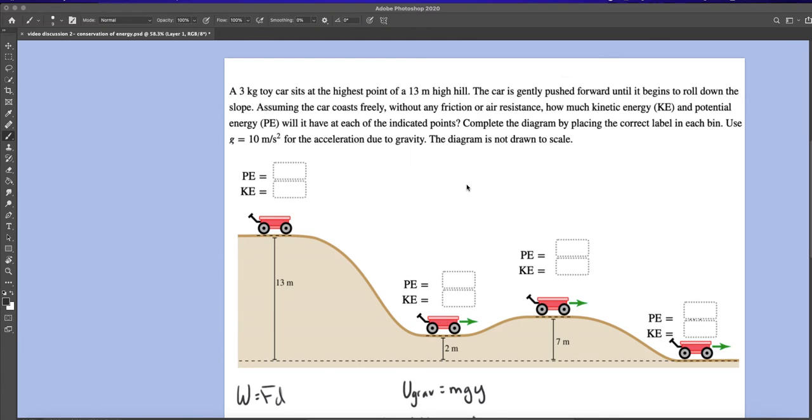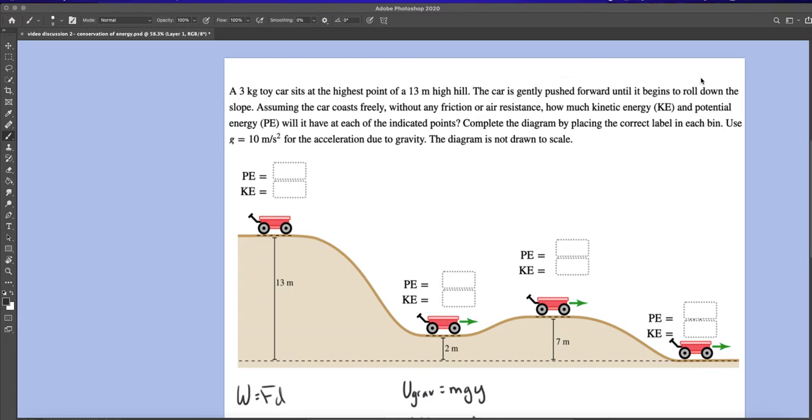This is the problem that I chose. A 3 kilogram toy car sits at the highest point of a 13-meter high hill. The car is gently pushed forward until it begins to roll down the slope. Assuming the car coasts freely without any friction or air resistance, how much kinetic energy and potential energy will it have at each of the indicated points?